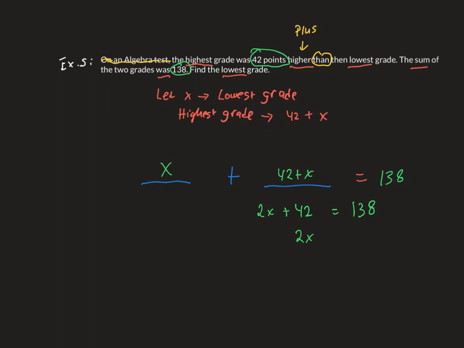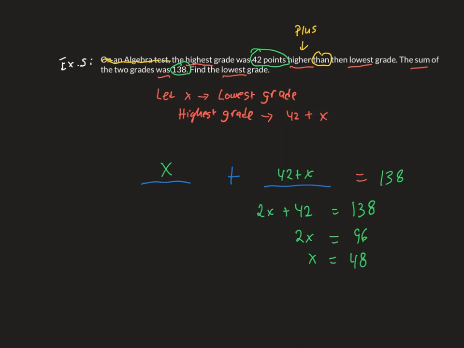Again, get your x by itself, so subtract 42 from both sides. So you have 138 minus 42. It's 96. Divide both sides by 2. It's 48. So the lowest grade was 48.